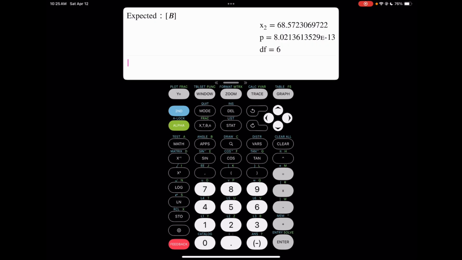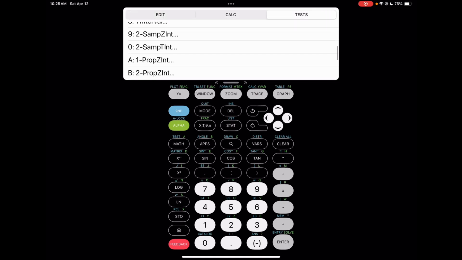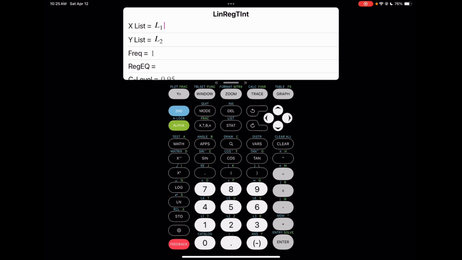The formula is given to you on the AP exam, but just in case. So you would type the lists into stat edit, but then you would go to stat tests, and then you would go down here, and it's LinRegTInt, and you would feed the lists, L1 and L2, or whatever list they are. Frequency, you would just leave one. Regression equation, you can leave it blank.